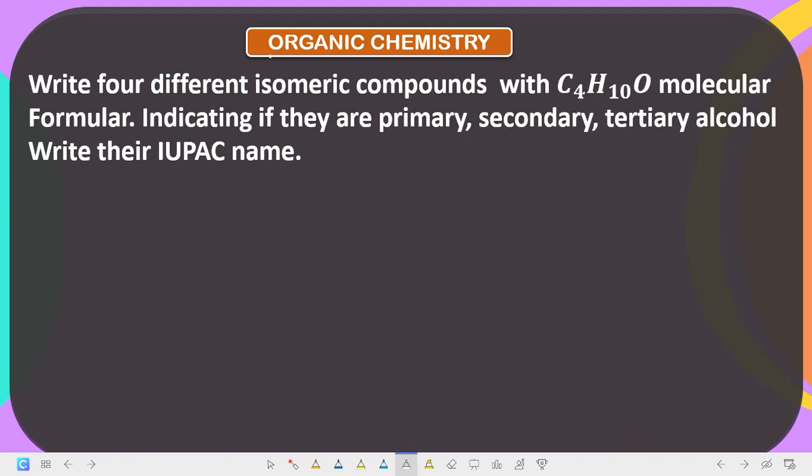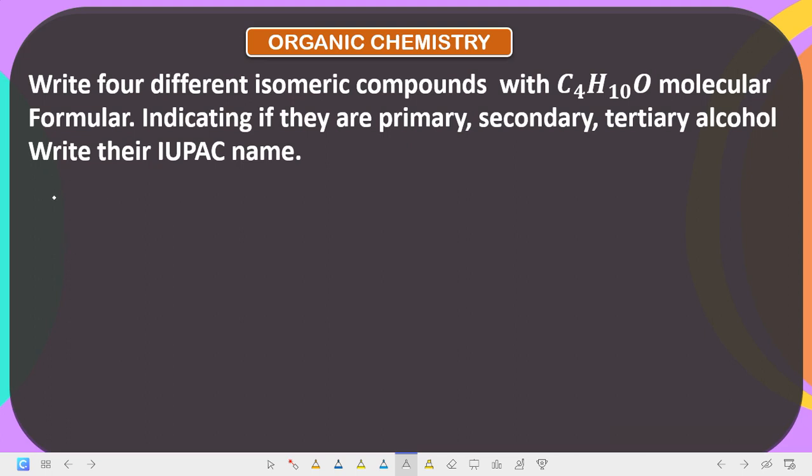So obviously, the question says, write 4 different isomeric compounds with C4H10O molecular formula, indicating if they are primary, secondary, or tertiary alcohol with the IUPAC name.